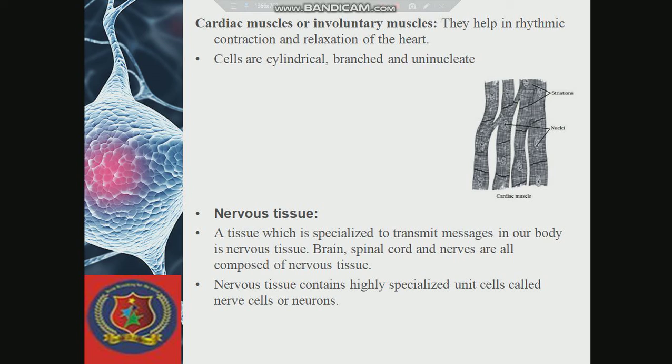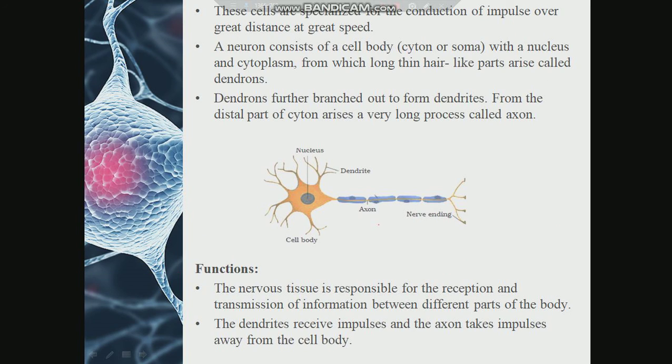Your brain, spinal cord and nerves are made up of this type of nervous tissue, and this nervous tissue consists of highly specialized unit cells called nerve cells or neurons. These cells are specialized for conducting the impulse over a great distance at a greater speed. That is, these cells carry the message from one part of the body to another part at great speed.